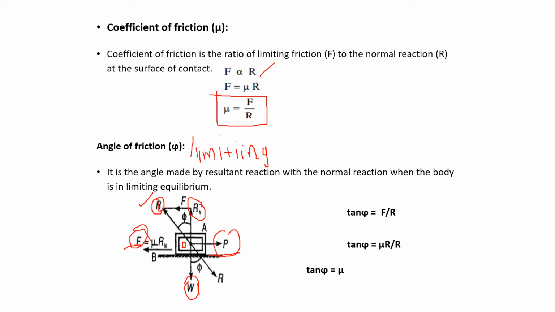So tan phi is equal to F upon R. Then tan phi is equal to, we can put F as mu into R, so mu into R divided by R. So R and R get cancelled. So tan phi is equal to mu. That is, the coefficient of friction is equal to the tangent of the angle of friction.